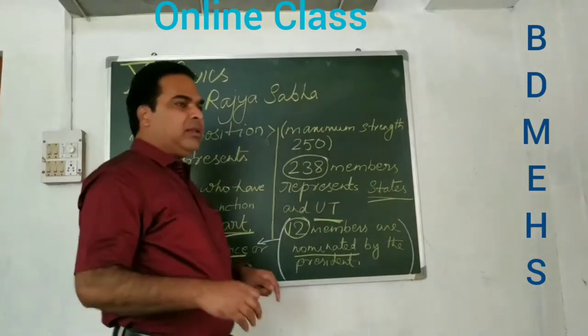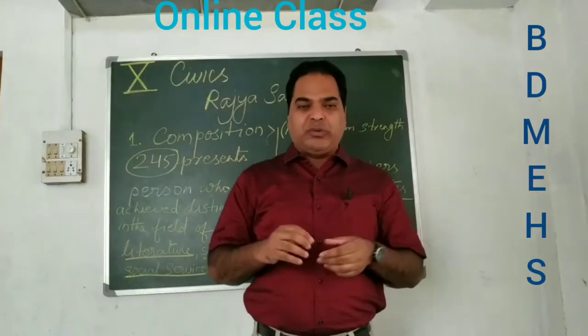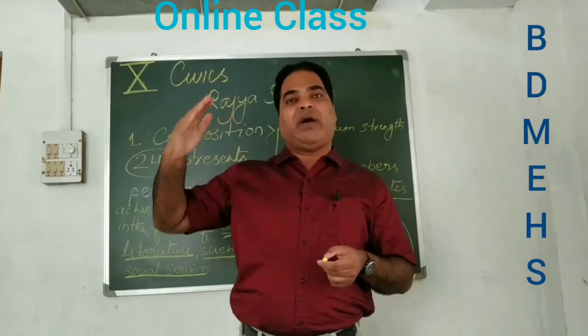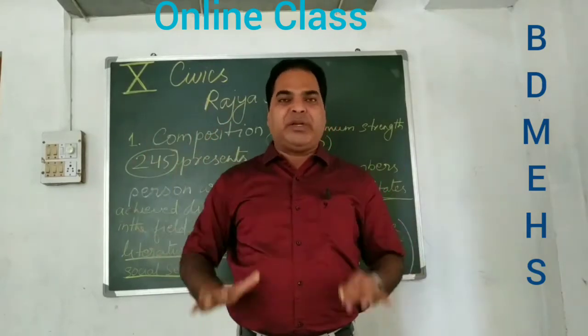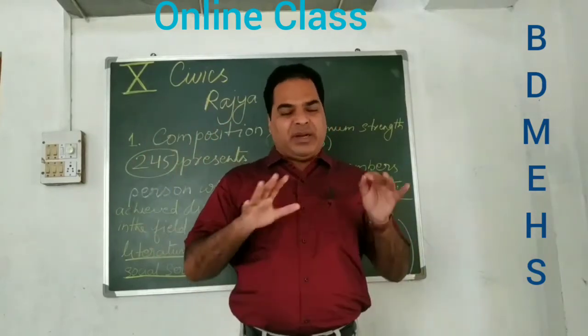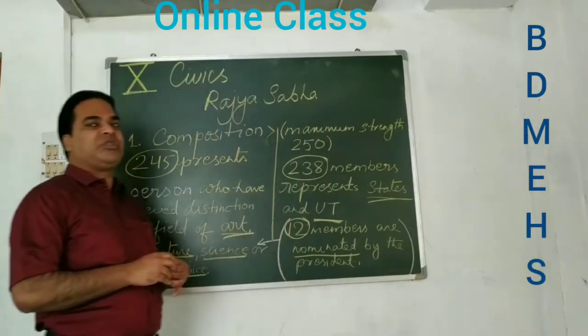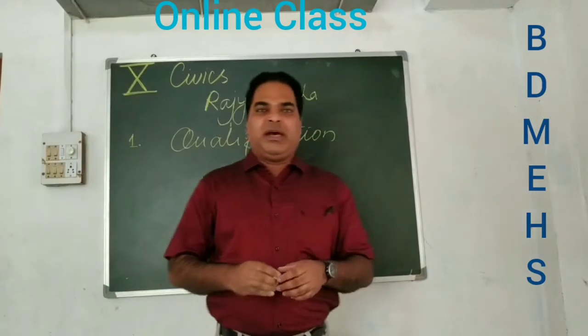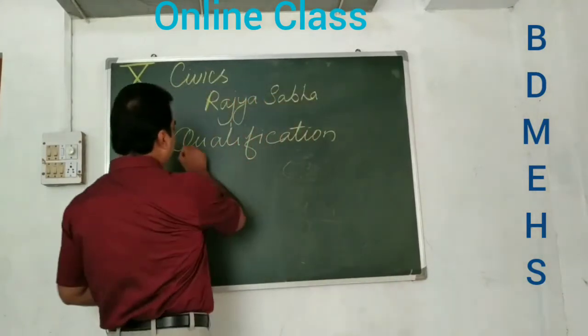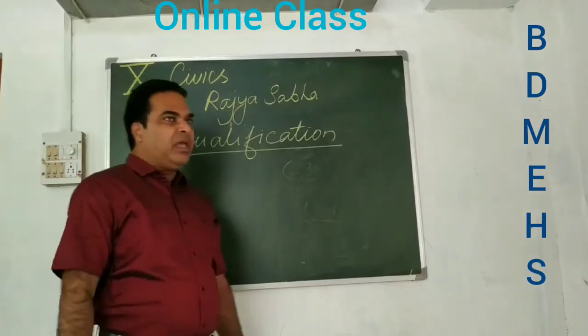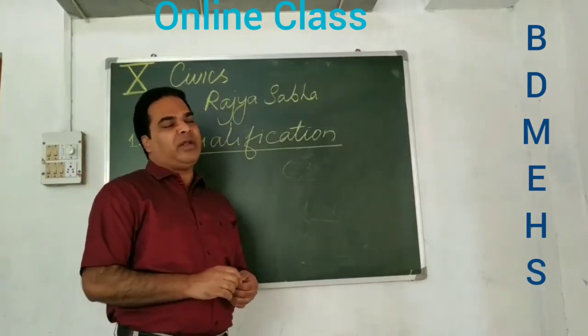Like in Lok Sabha, where we discussed the composition, the maximum strength of Lok Sabha is 552, but at present Lok Sabha has 545 members. Now the next topic is the qualification required to become a member of Rajya Sabha. Who can become a member of Rajya Sabha?